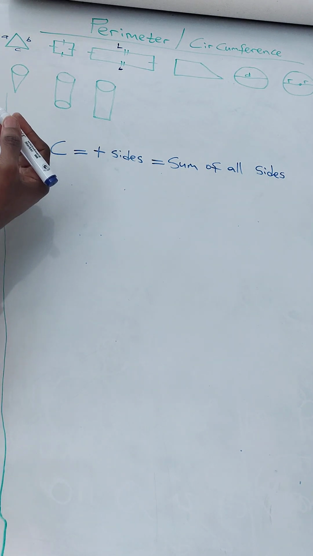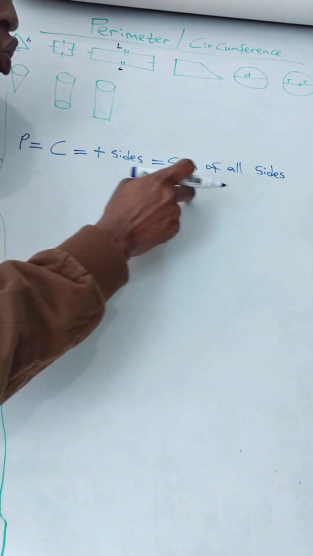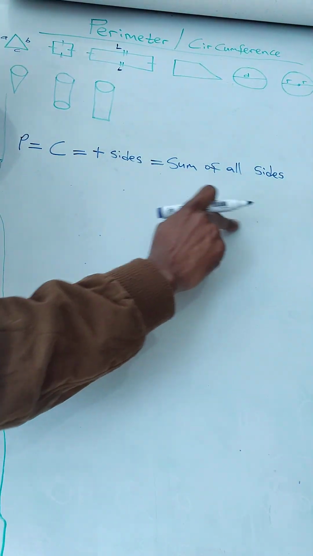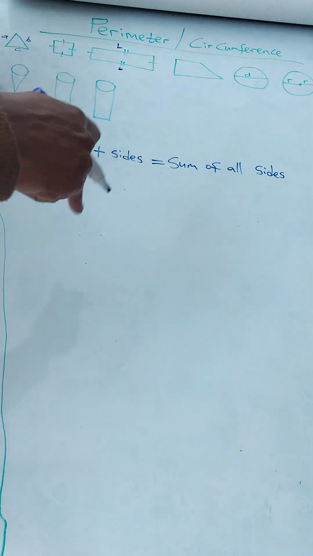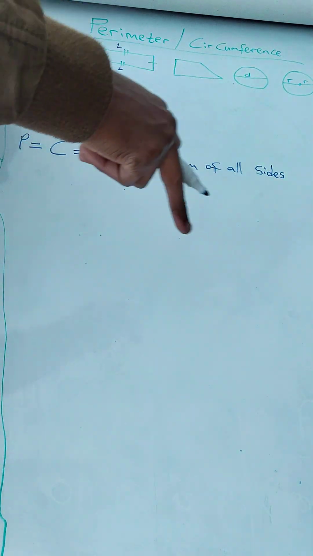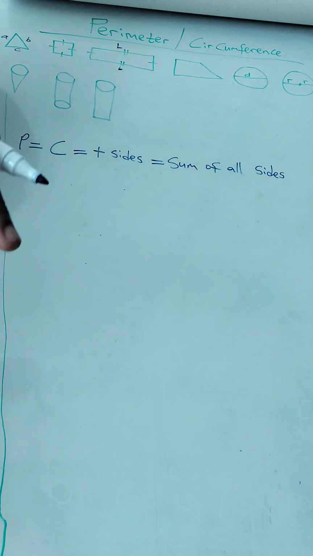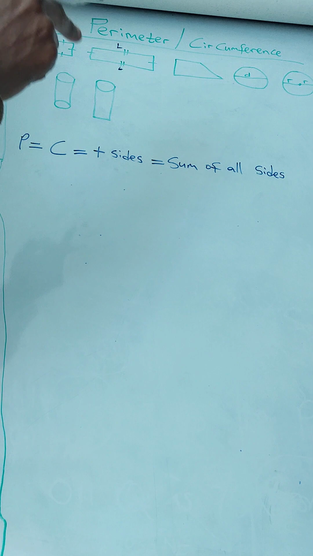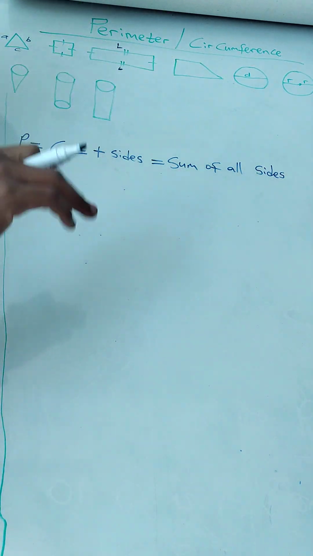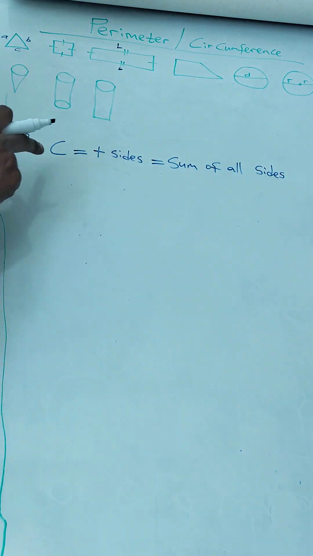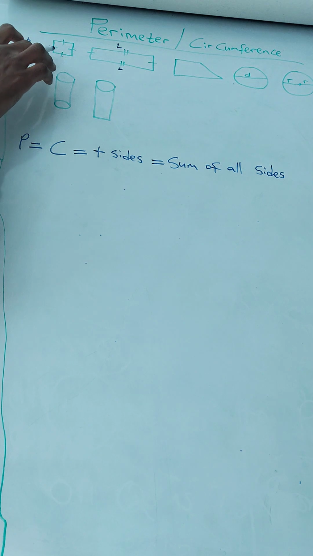So perimeter simply means addition of all the sides. Perimeter simply means the surrounding of a particular shape. For example, the place you are staying, your surrounding is your perimeter. So in place of surrounding, you can put perimeter. If that shape is curved, then you talk about circumference. We will get there.